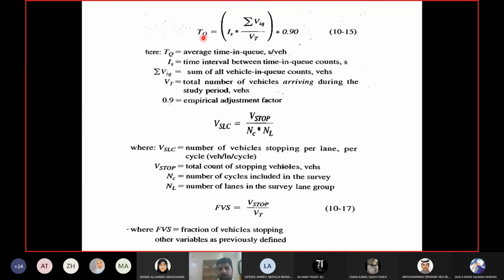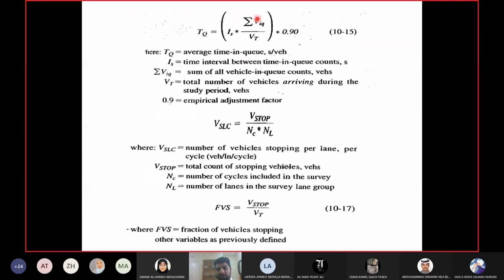These are the equations. So we have to follow steps to calculate the control delay. First of all, we calculate time in Q delay. Time in Q delay, which is interval. IS means the interval which you have given to observer 1. VT is the total number of vehicles arrived at the intersection coming from observer 2. Total number of vehicles, stopped or not stopped, total. And VIQ means vehicles in queue, which is coming from observer 1.